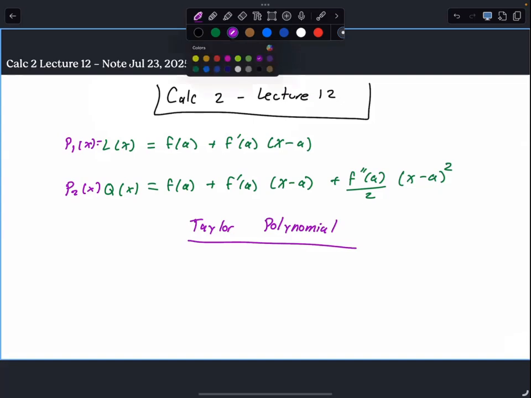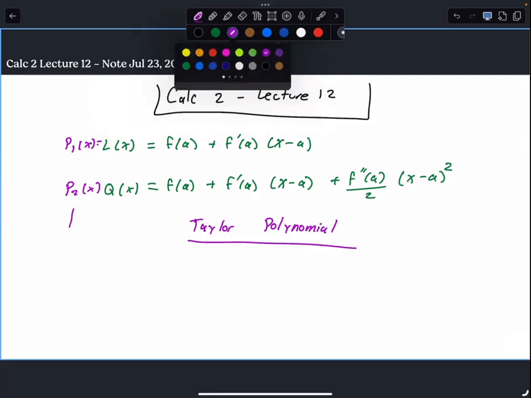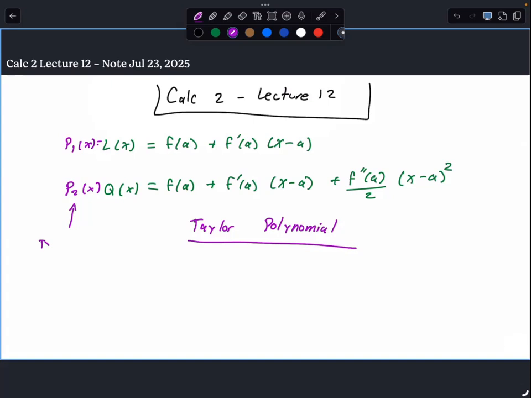And the number down here, for example, means it is a Taylor polynomial, which just means it's an approximation. It's a Taylor polynomial of degree, this one would be degree 2, and it is centered at x equals a.